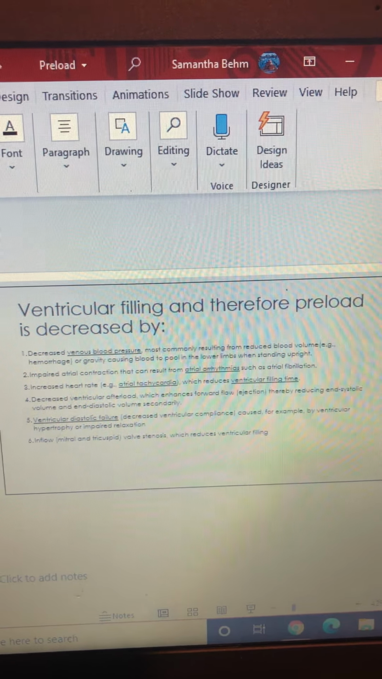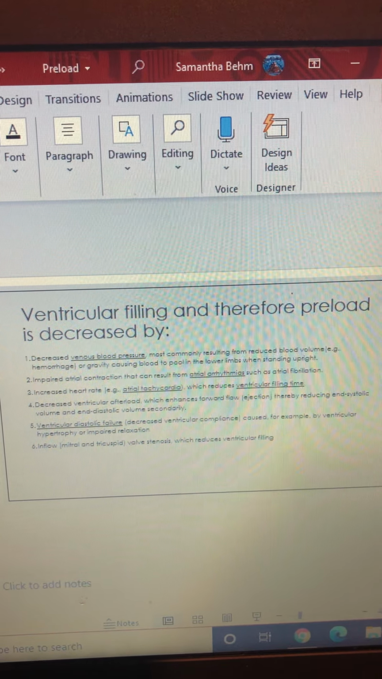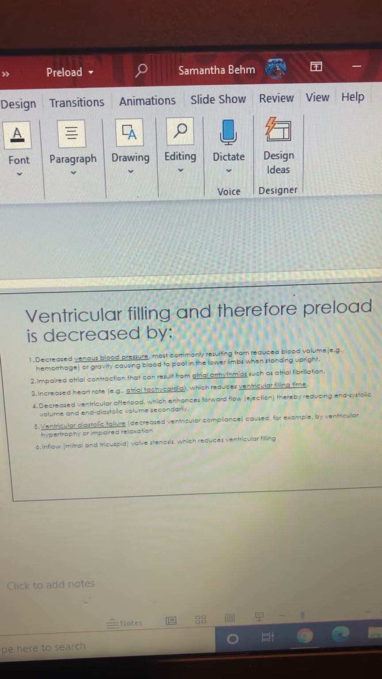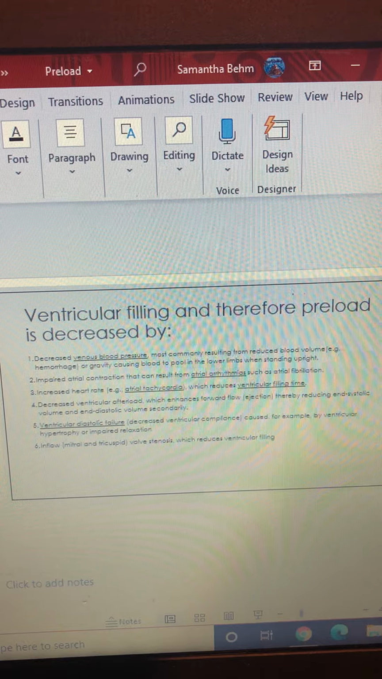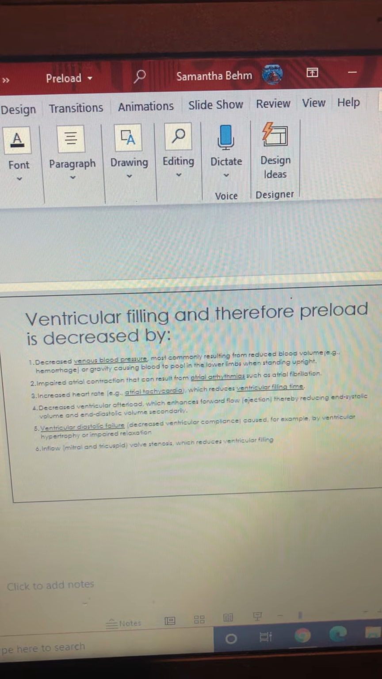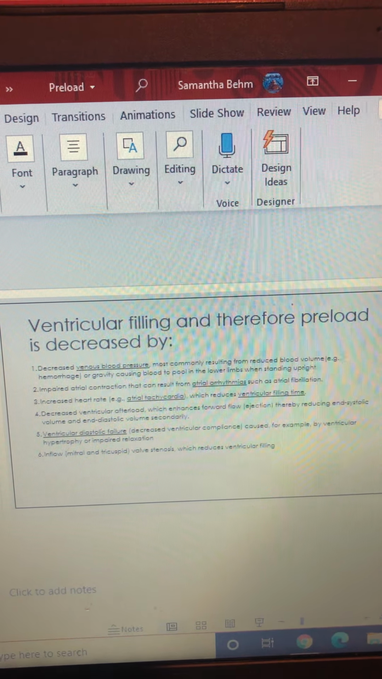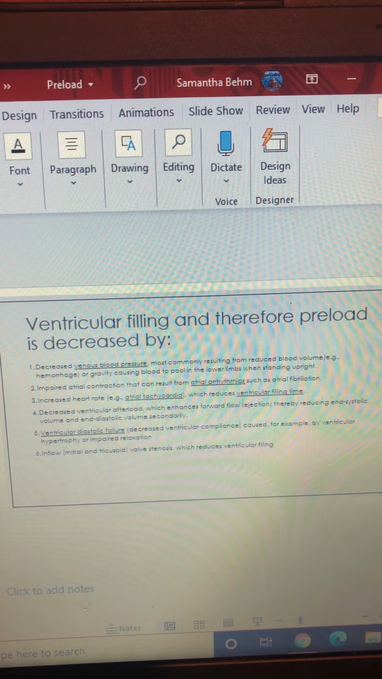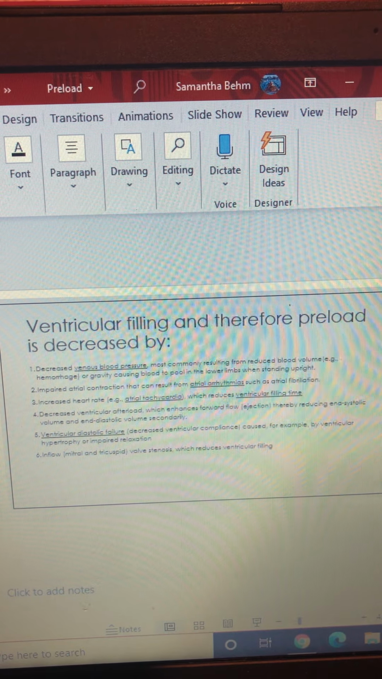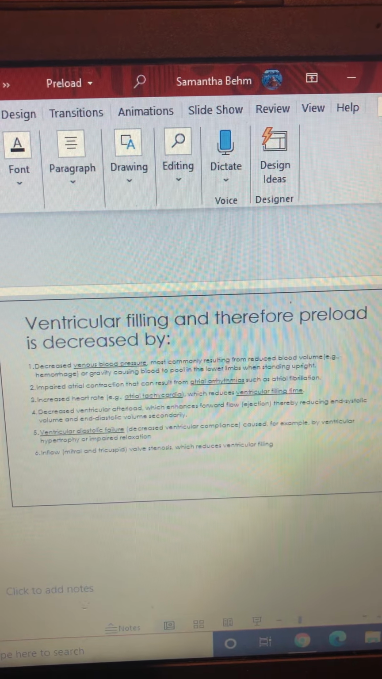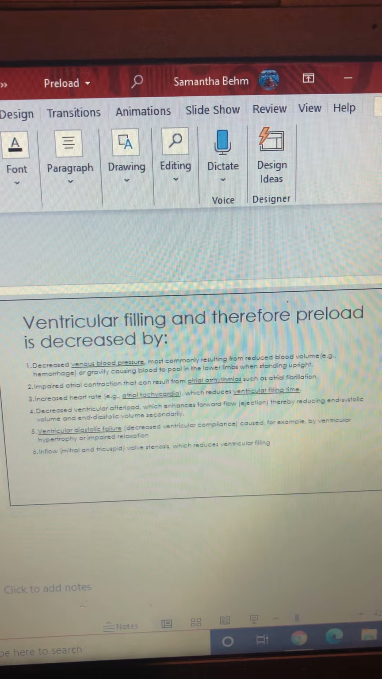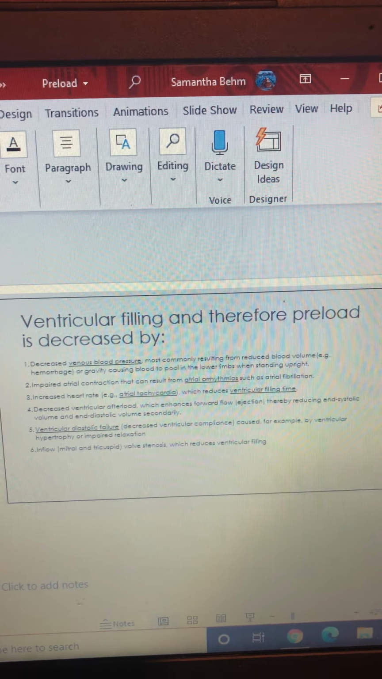There are also medications that can reduce your preload, such as ACE inhibitors, beta blockers, nitrates, diuretics, or phosphodiesterase inhibitors. They end in -rinone, and those are also going to reduce your preload, which may have an effect as well.